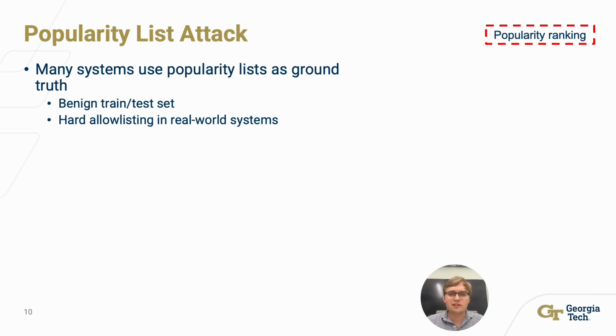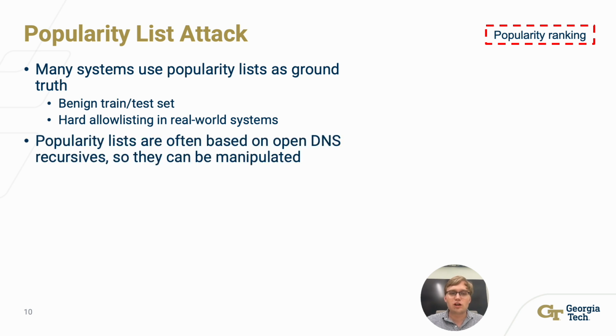The second attack we consider in this video is the popularity list attack. These are motivated by the fact that many systems use popularity lists as their ground truth, either directly in the benign training and evaluation and test sets, or sometimes we've seen hard allow listing in real-world systems for this. These popularity lists are often based on open DNS recursive resolvers, meaning that anybody can make DNS lookups to these resolvers. Therefore, we can manipulate these lists.